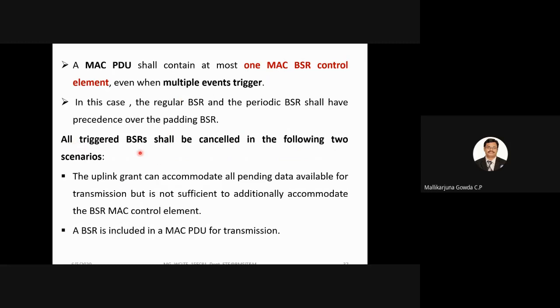So all the triggered BSRs will be cancelled in these two scenarios. The first scenario is when the uplink grant can accommodate all pending data available for transmission, but is not sufficient to additionally accommodate the BSR MAC control element. In such cases, all these triggered BSRs will be cancelled. And the second case is when the BSR is included in a MAC PDU for transmission. In that case also, all these triggered BSRs will be cancelled.